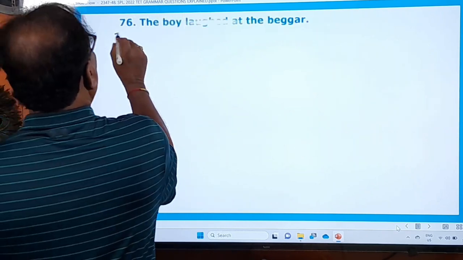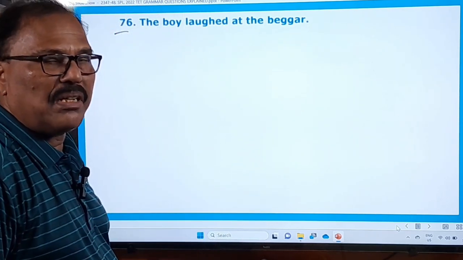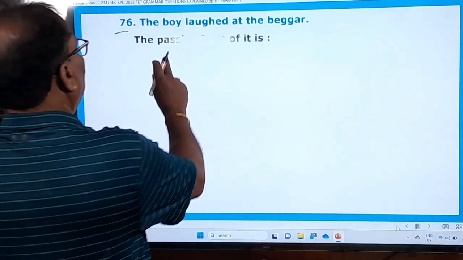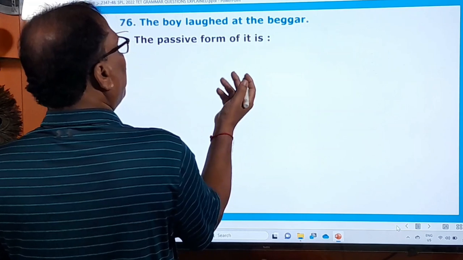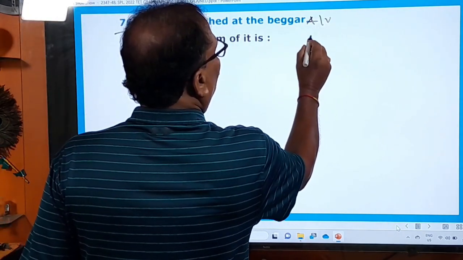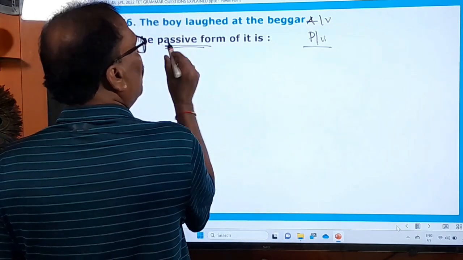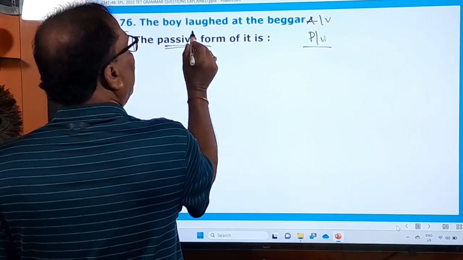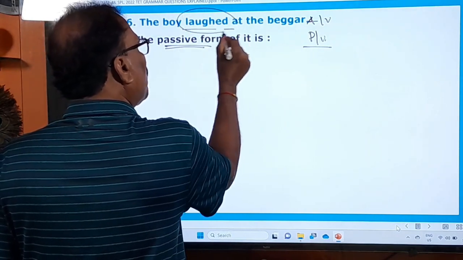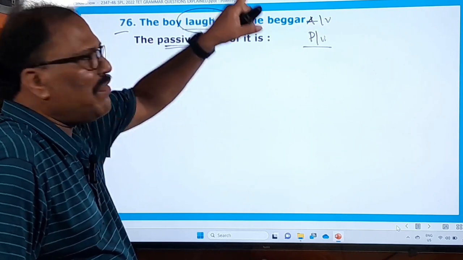Right. Okay, the 76th one: "The boy laughed at the beggar." This question is given, and what is it asking you to do? The passive form of it. This is in the active voice, and you have to turn it into the passive voice. Whenever you turn it into the passive voice, you must look at the tense of the sentence. What is the verb? Not simply "laughed." Whenever there is a preposition, you must include that also in the verb. "Laughed" is not the verb; "laughed at" is the verb.